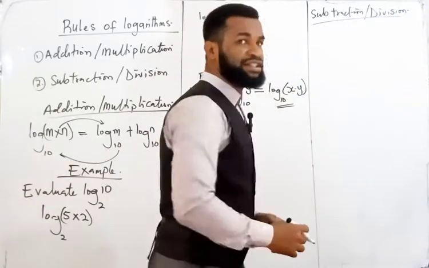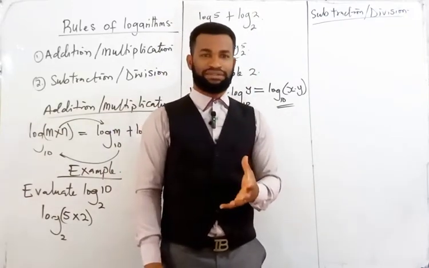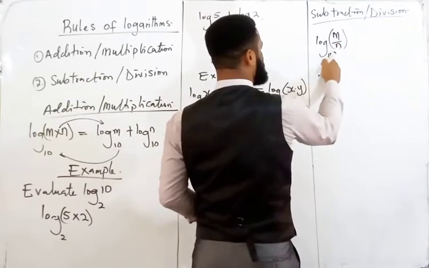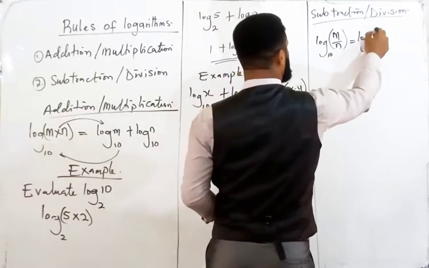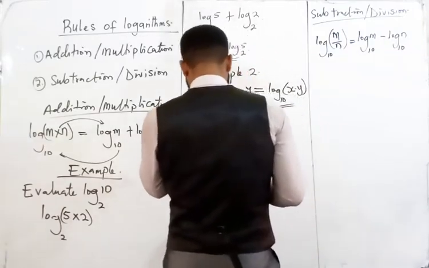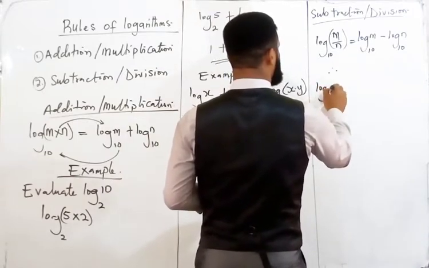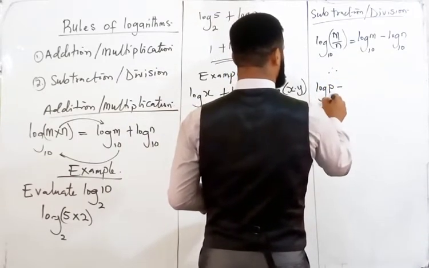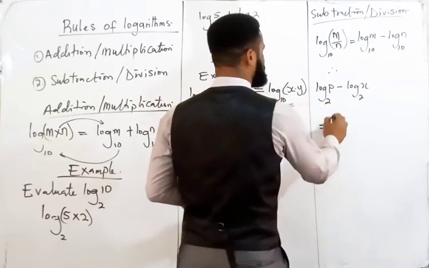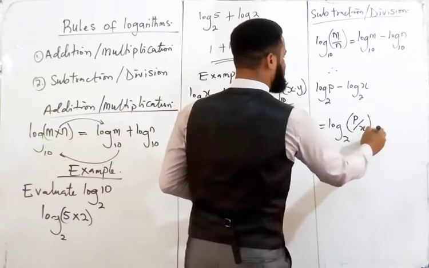In the same way, in this one, the condition is clear. They must have the same base. Log m divided by n with the same base, the answer is going to be log m minus log n, provided they are the same base. All right? So also, if you have log p base 2 minus log x base 2, what's the answer? Provided they are in the same base, it's going to be p divided by x. That is the answer.